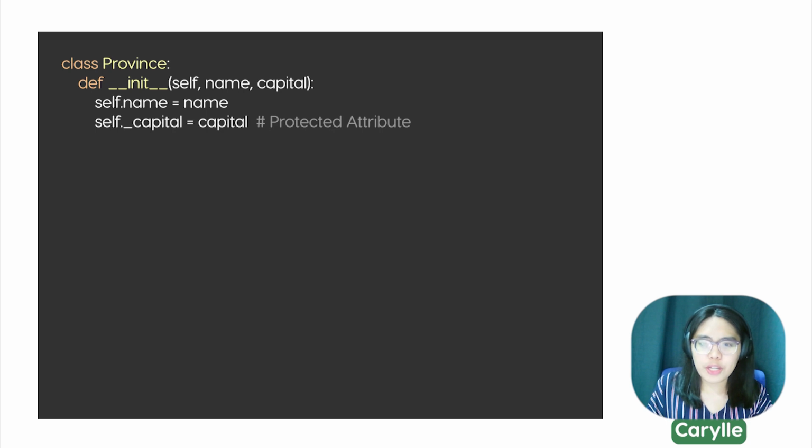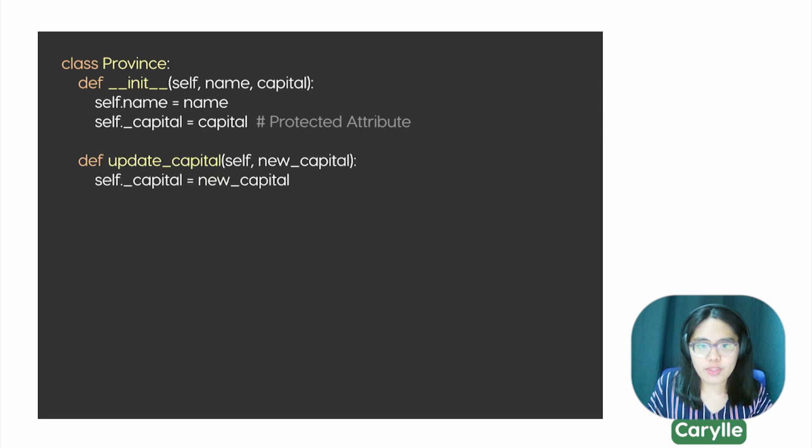Even though _capital is a protected attribute and cannot be changed using public methods, we can still change its value within the class using private methods. The update_capital method allows us to safely update the value of _capital.